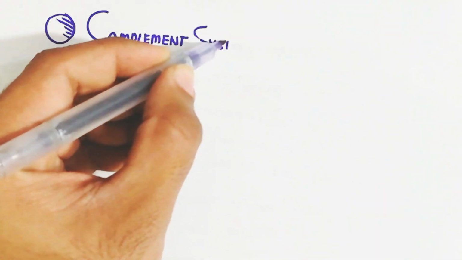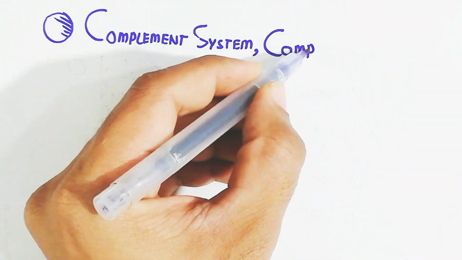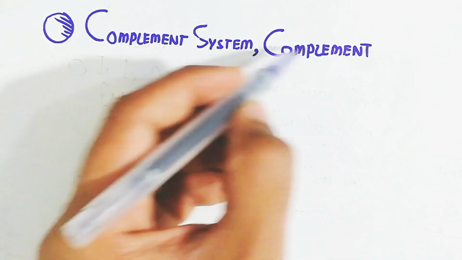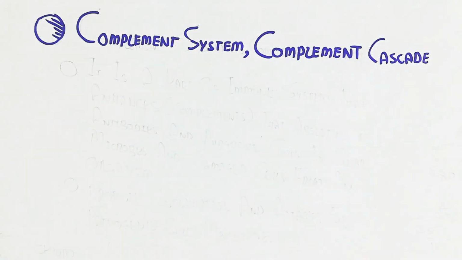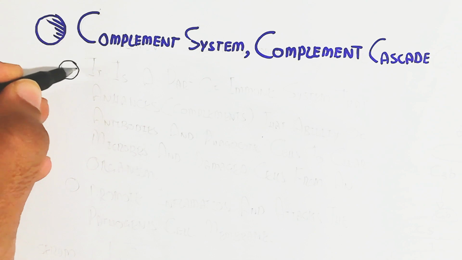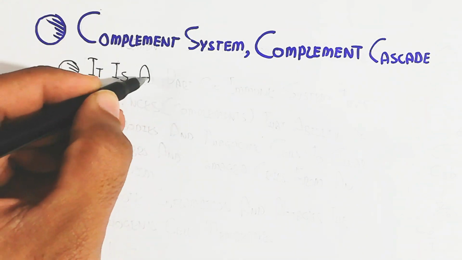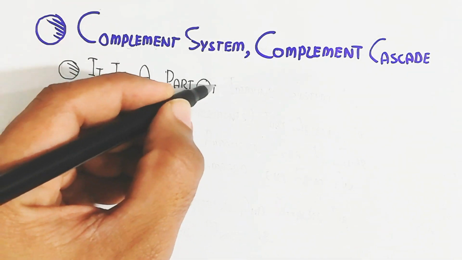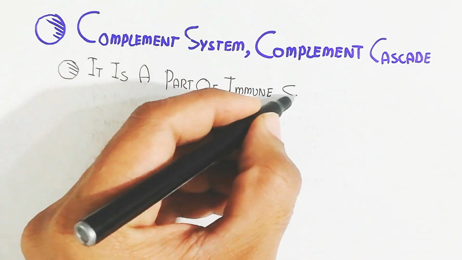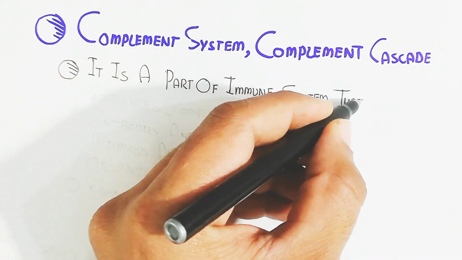Hello, in this video we will understand the complement system and the complement cascade. So what is the complement system? The complement system is part of the innate immune system, used to opsonize pathogens, neutralize them, and burst the cell.